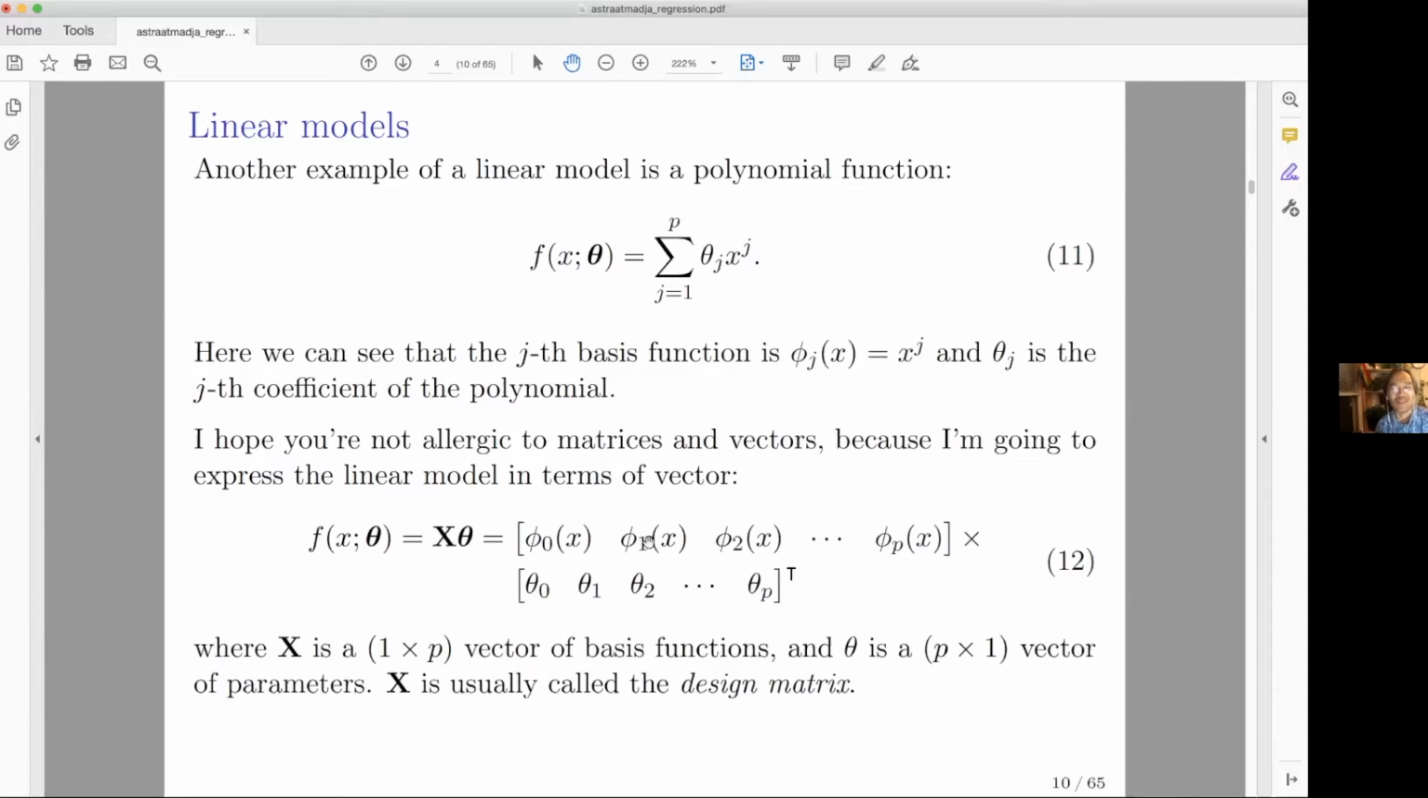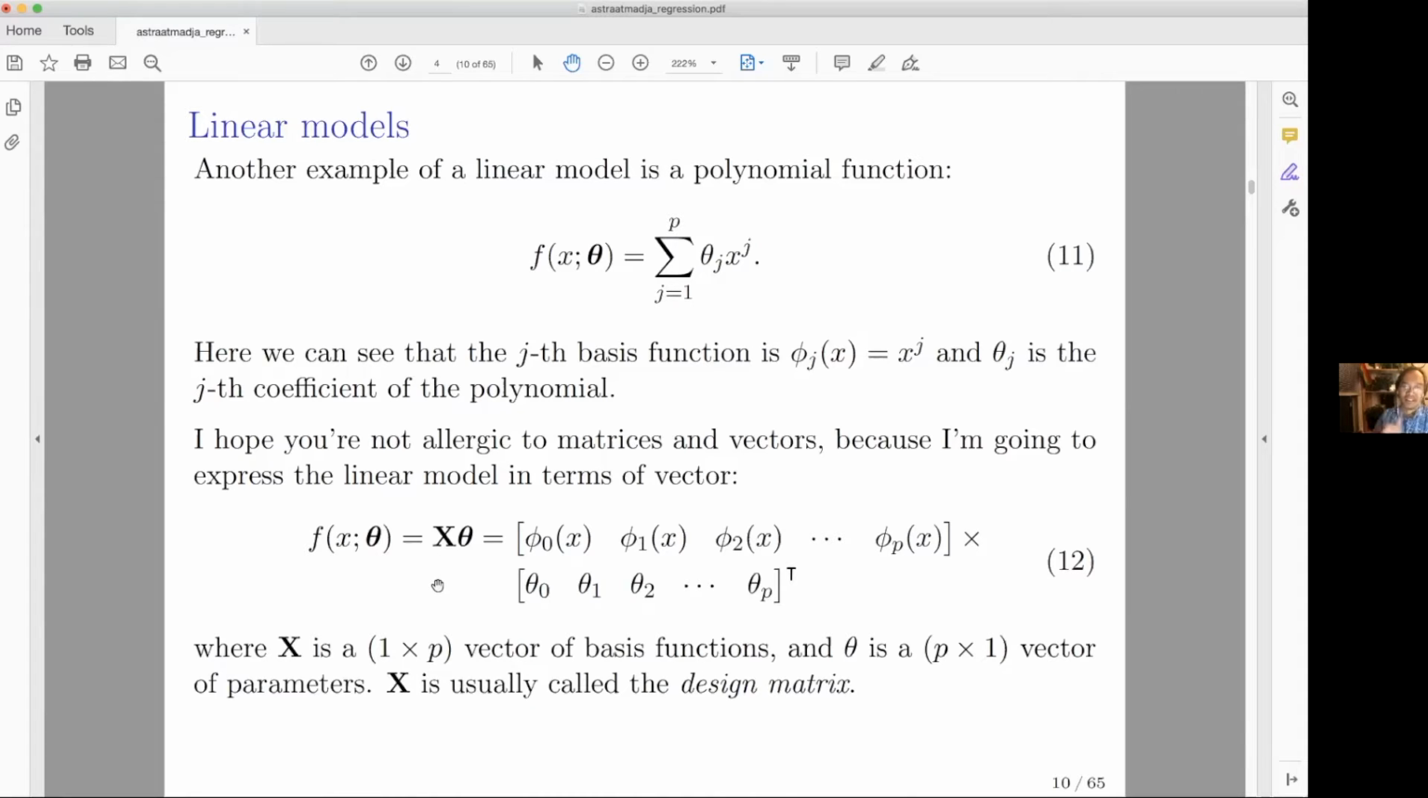So I'm going to write this as a matrix. You just multiply this matrix here and this vector here. This is a row matrix. It just contains a single row. It's 1 by p, where p is the number of parameters we have. And we multiply it by this column vector, but I transpose it here because if I write it vertically, it will look ugly. So this is actually just a column vector, a p by 1. And this x is usually called a design matrix.